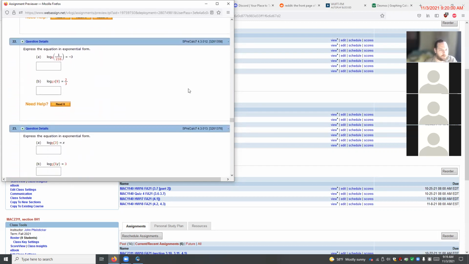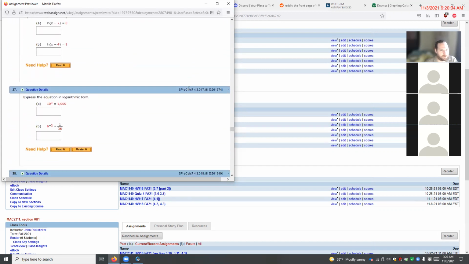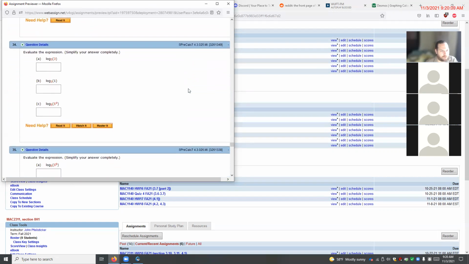So again, all of this stuff is the same stuff that we've been practicing here, rewriting as logs as exponentials, exponentials as logs. And then there's plenty of this, just evaluate the expression.